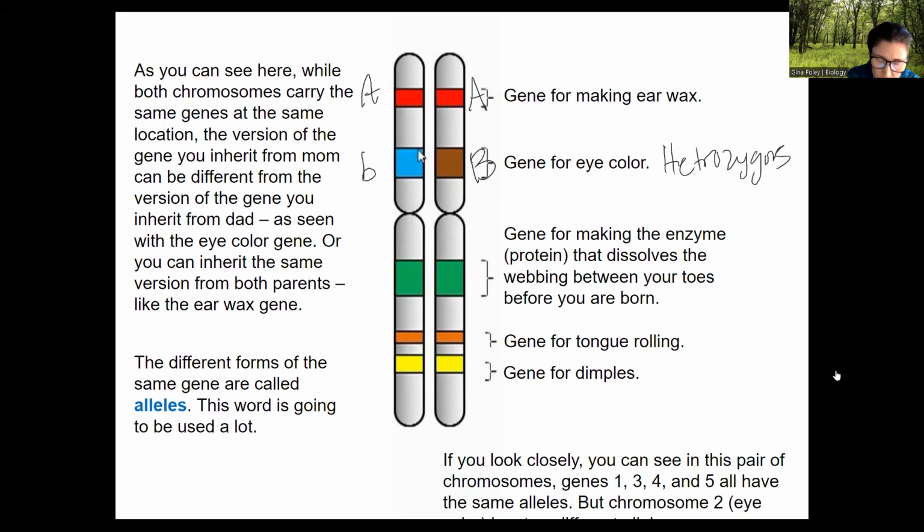Okay, and then the green one, let's say this is big G, big G. This orange one, let's say it's little o, homozygous recessive there. The green one was homozygous dominant. And then the yellow one, let's call it little y. They're the same, and so that's homozygous recessive too. So that's how you use those two vocabulary words.